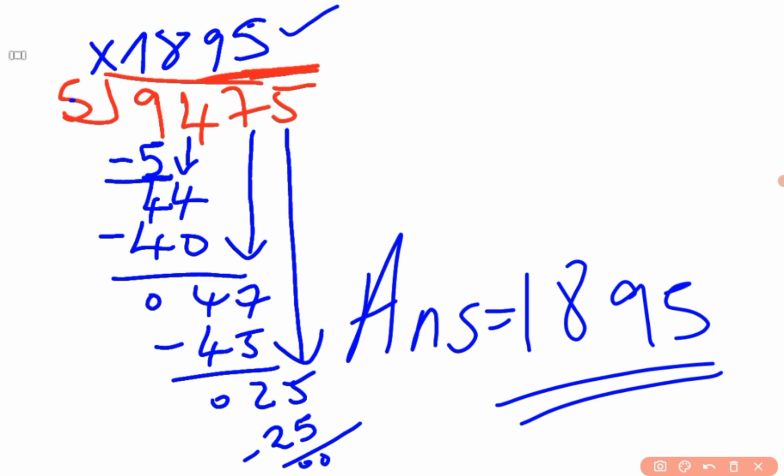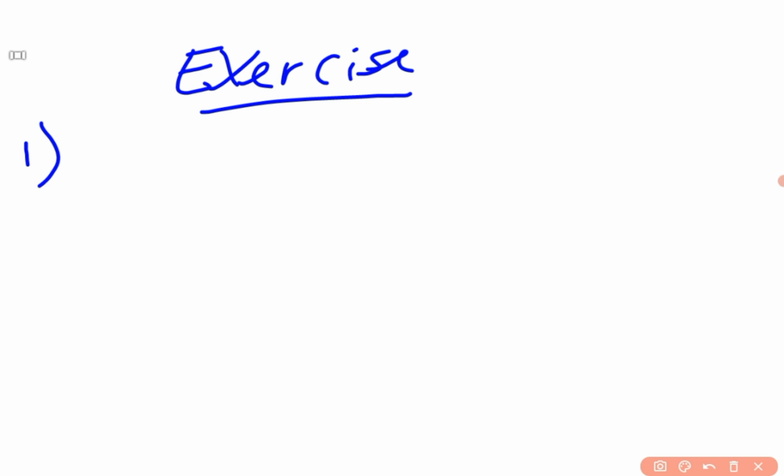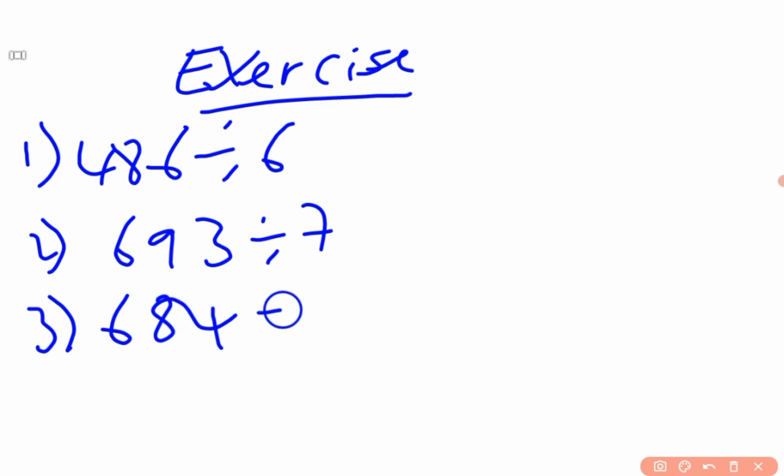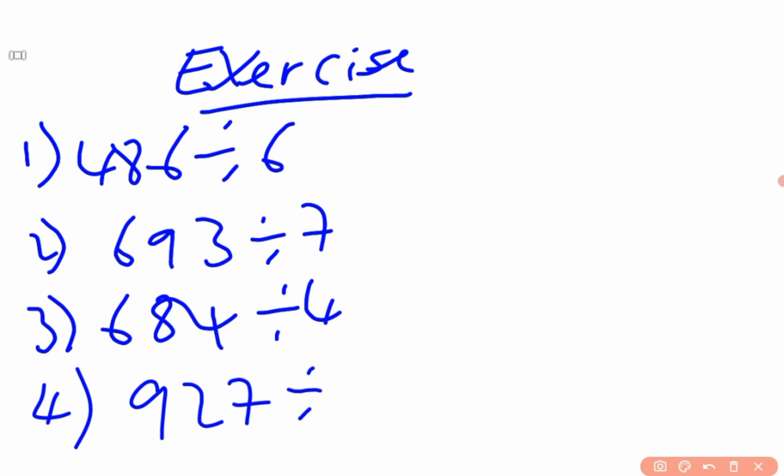So I'm going to give you exercises. I'll give maybe 5. Number 1 is 486 divided by 6. Number 2, 693 divided by 7. Number 3, 684 divided by 4. Number 4, 927 divided by 3.